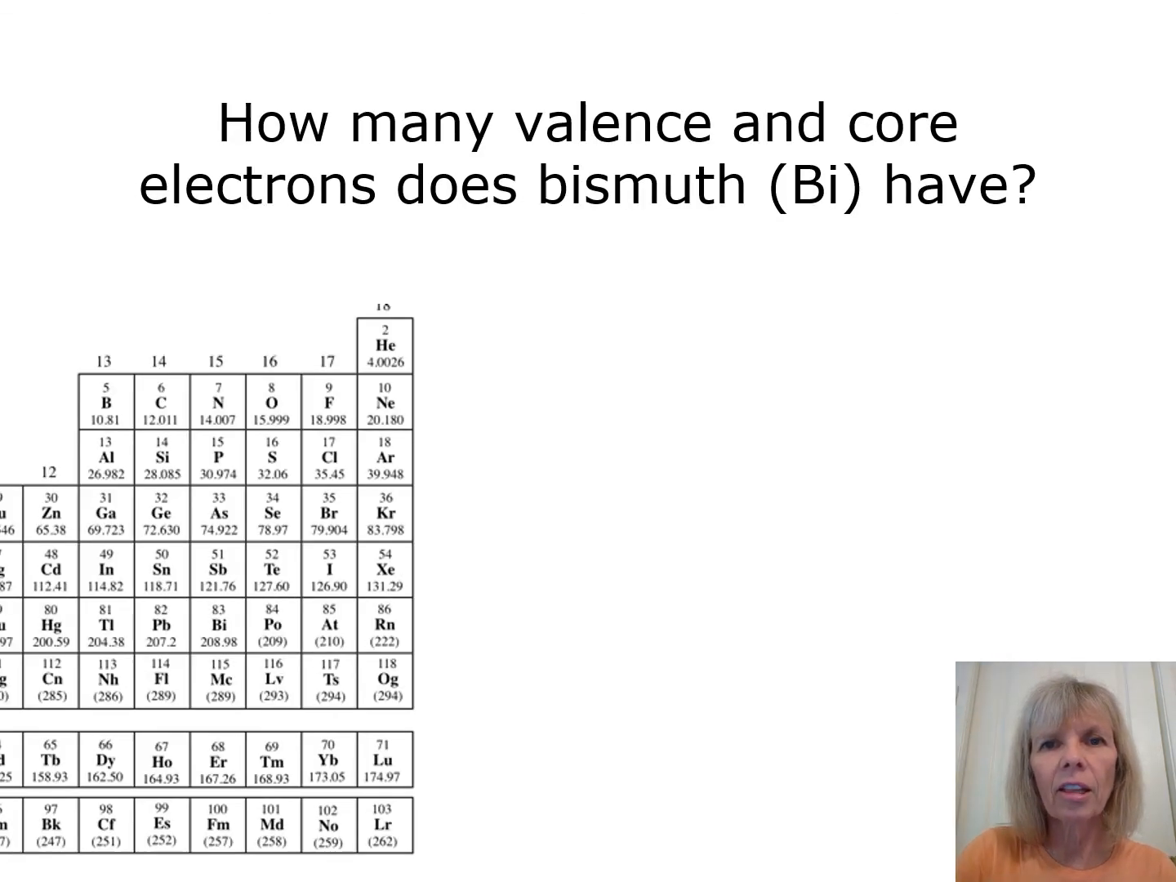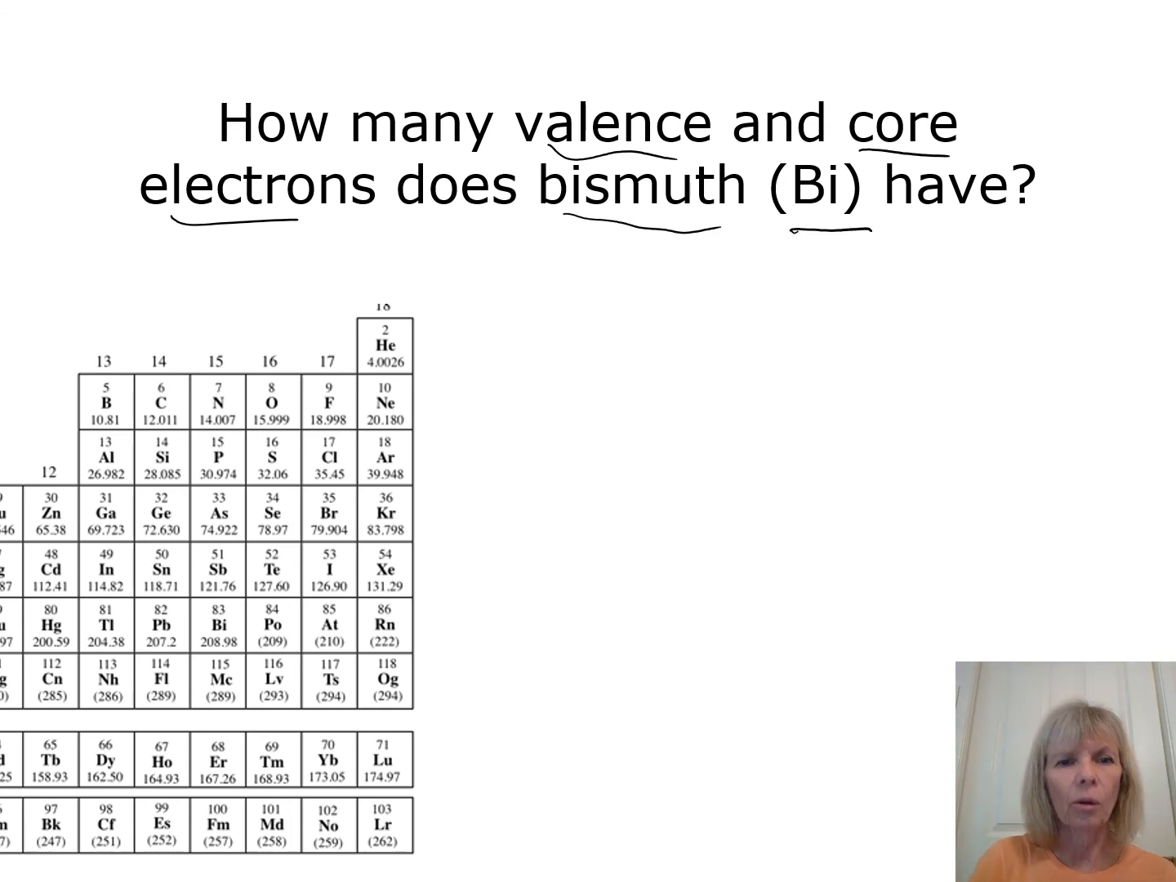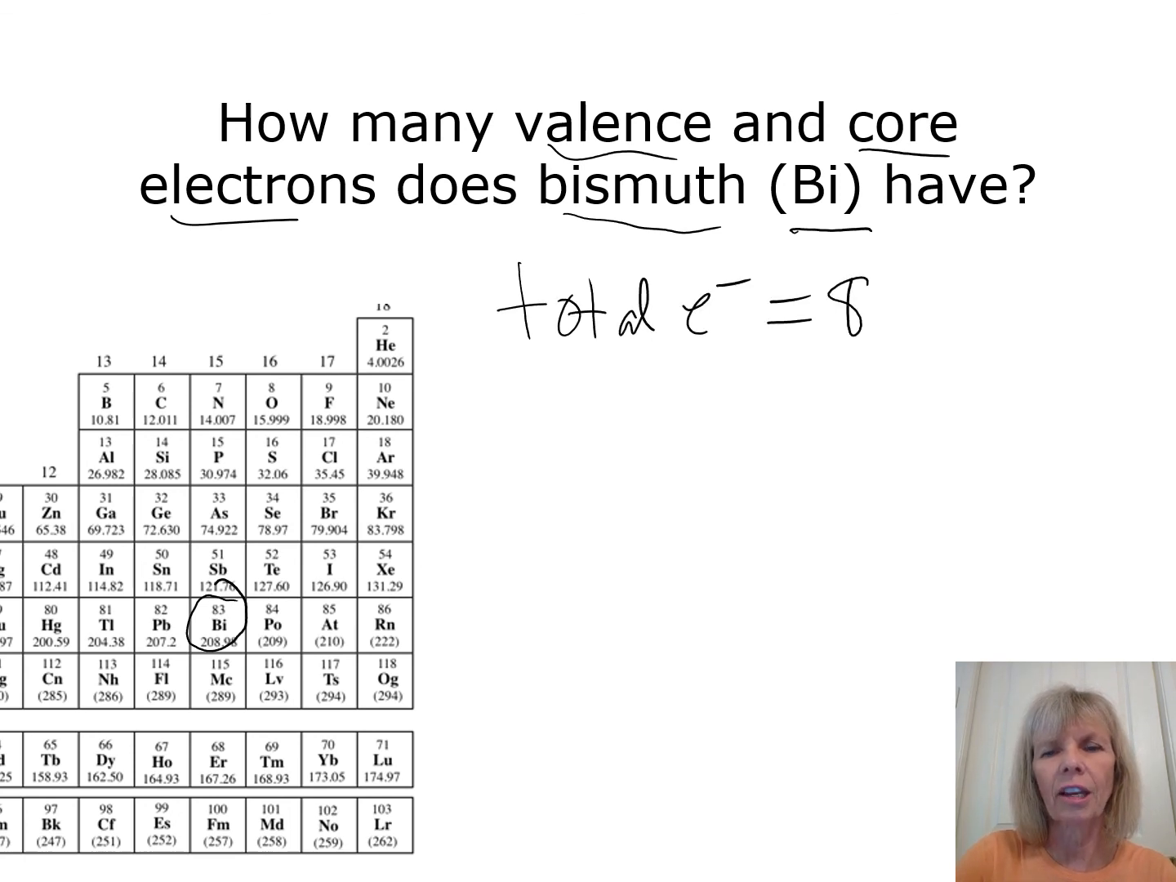How many valence and core electrons does bismuth have? Bismuth's symbol is Bi, so we find Bi on our periodic table. It's atomic number 83, so we know the total electrons is equal to 83. Now, we could do the whole electron configuration, but I told you only had to know up to 30, not 83. But we can use our periodic table to help us find out how many valence and core it has. So valence electrons are equal to your group number.